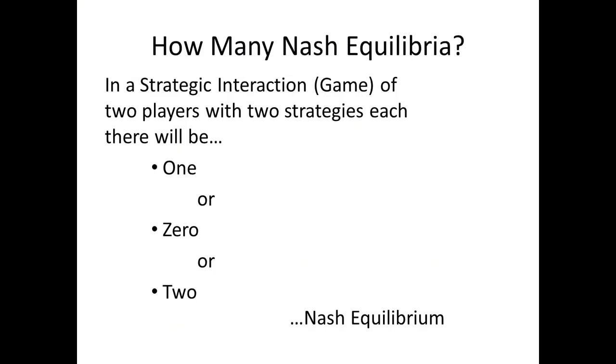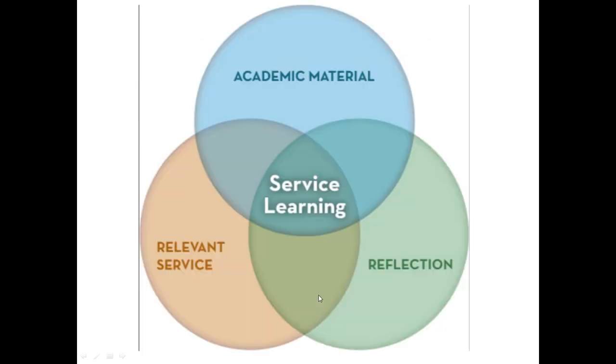Now, how many Nash equilibria will there be? Of course, that depends on how many players there are and how many choices there are, but in the cases that we're looking at, there's a strategic interaction where there are two players with two strategies each, and in that case, you will either have one Nash equilibrium, zero Nash equilibria, or two Nash equilibria.